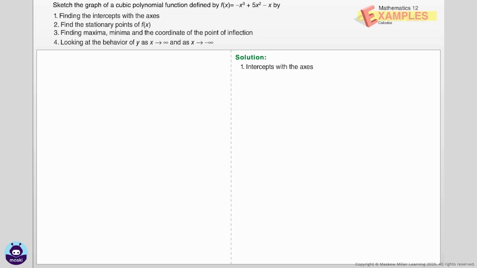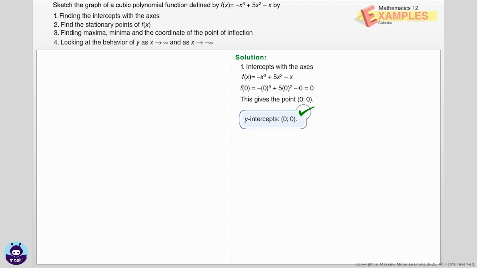Solution. To determine the y-intercepts, we let x equal 0 and solve for y. f of x equals negative x cubed plus 5x squared minus x. f of 0 equals negative 0 cubed plus 5 times 0 squared minus 0 equals 0. This gives the point (0, 0).